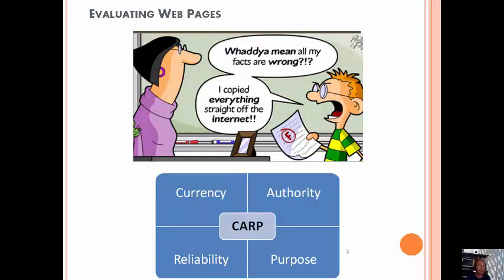Little cartoon there I thought was funny because in fact I think that teachers do often run into things like this. So when you evaluate a web page, consider the acronym CARP for currency, authority, reliability, and purpose. Currency, how current is it? How new is it? Authority, and by authority, I don't mean dogmatic authority. I mean authority as far as expertise, the reliability of the information, and its purpose. Is its purpose to persuade or dissuade you, or is it to educate in a beneficial manner?